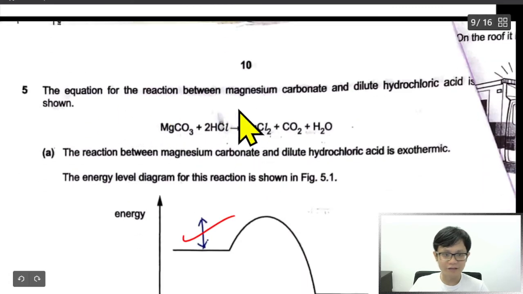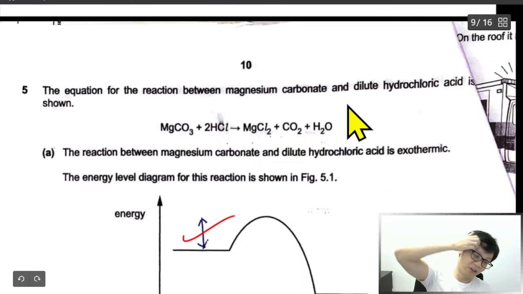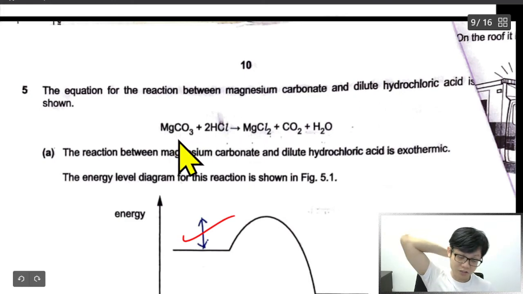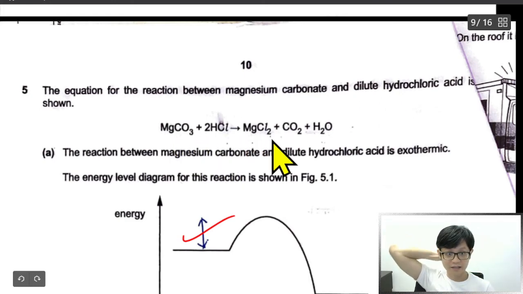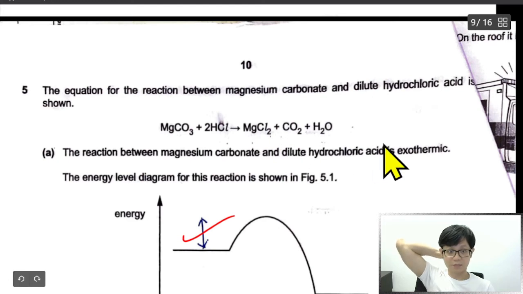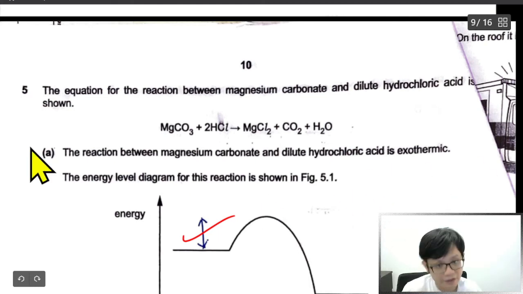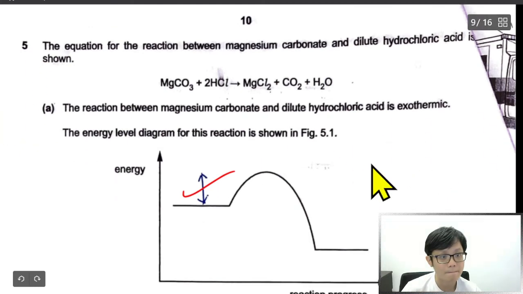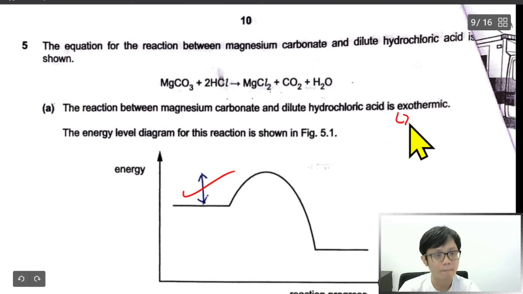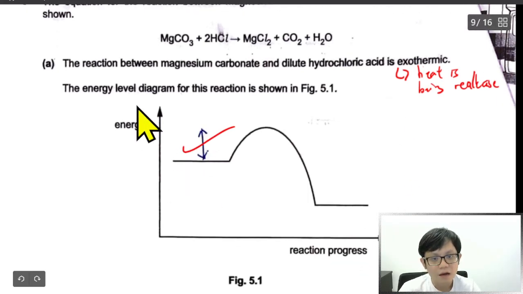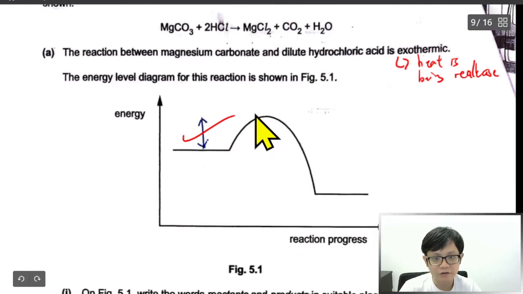Continue. Number 5, the equation of magnesium carbonate with HCl: MgCO3 plus HCl, you get magnesium chloride plus carbon dioxide plus water. The reaction between magnesium carbonate and hydrochloric acid is exothermic. So exothermic, what does it mean by exothermic? Release energy. Okay, heat is being released. Heat energy is being released. The diagram show 5 by 1.